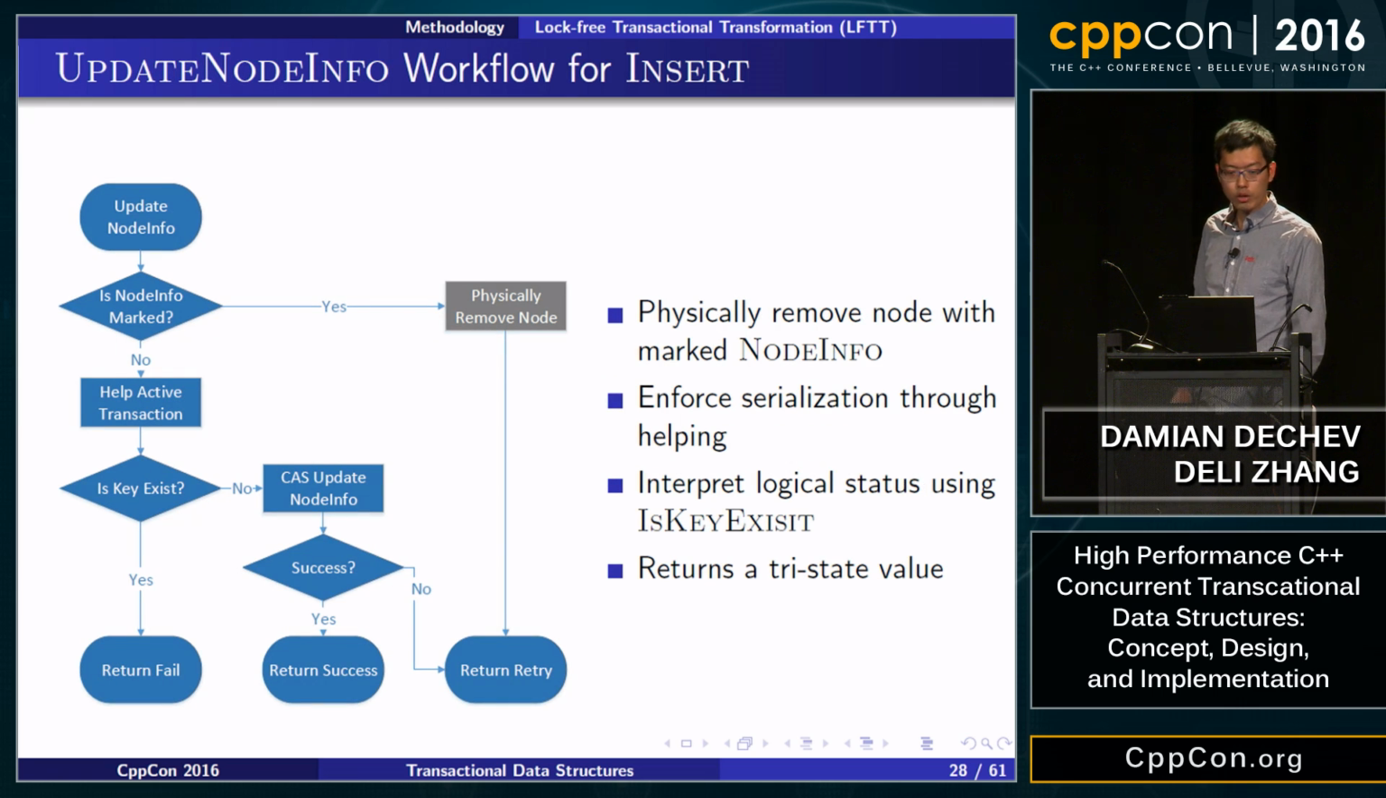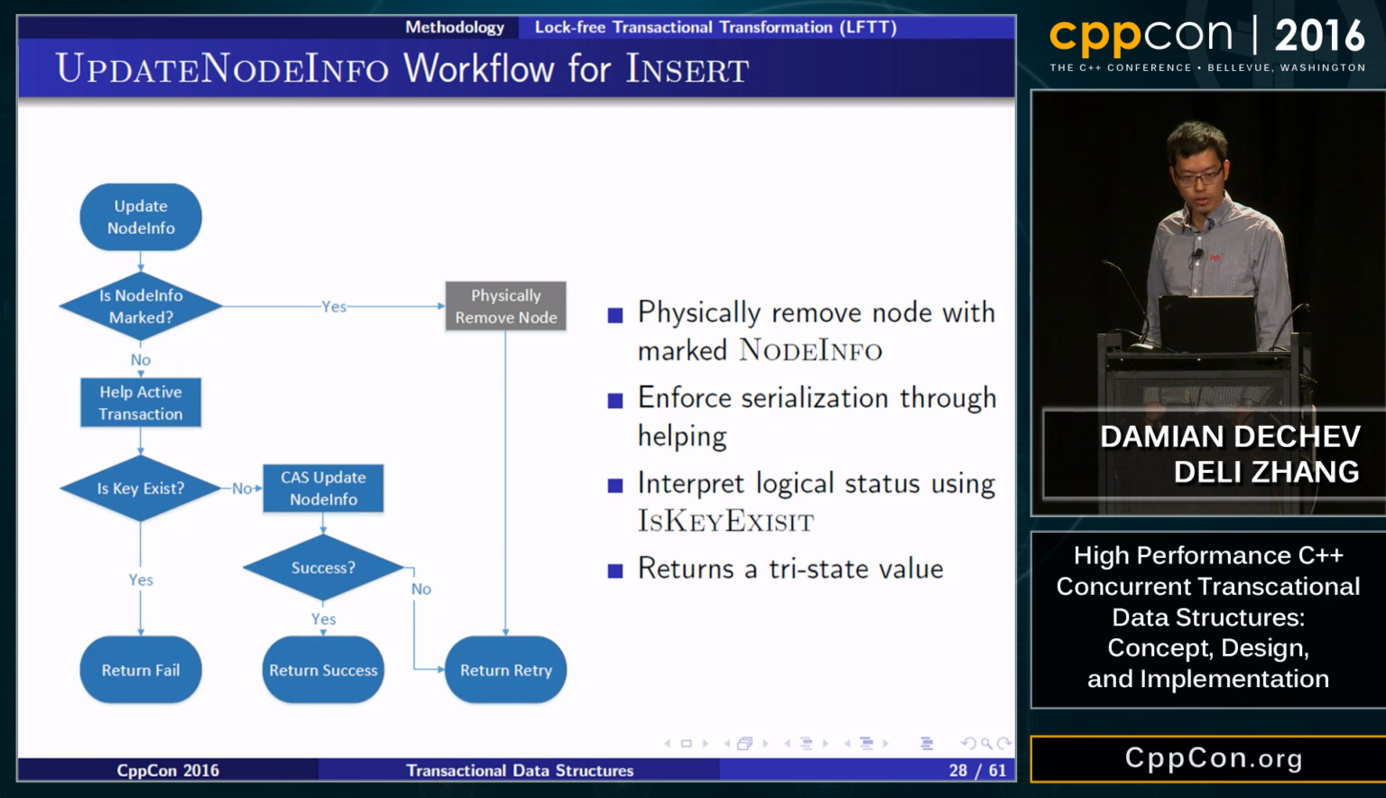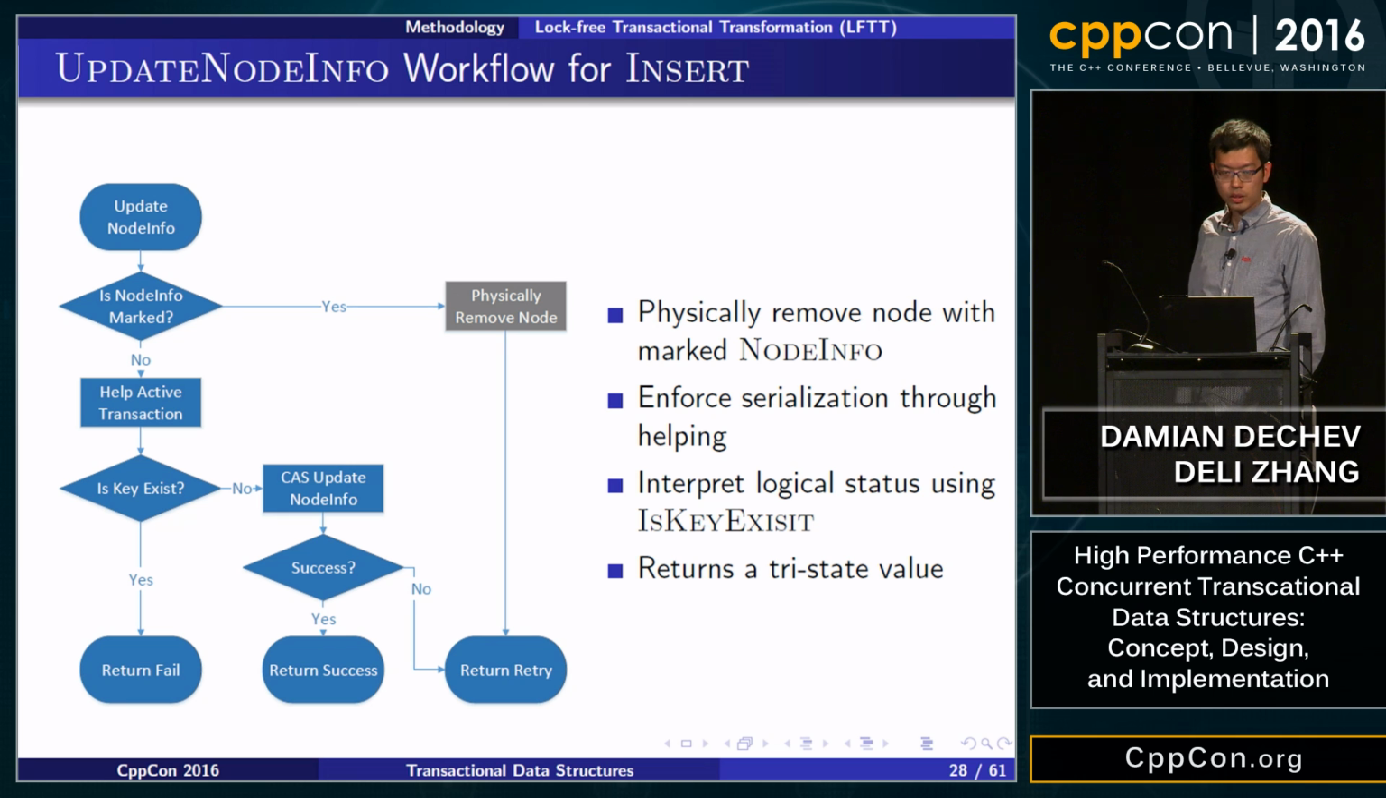In the newly introduced update node info function, we first check if the node info has been bitmarked. If so, it means that the node has been logically deleted, and we need to invoke the base data structure's delete function to physically remove the node from the data structure. Then we test if the previous transaction is still active, and if so, we help finish that transaction.